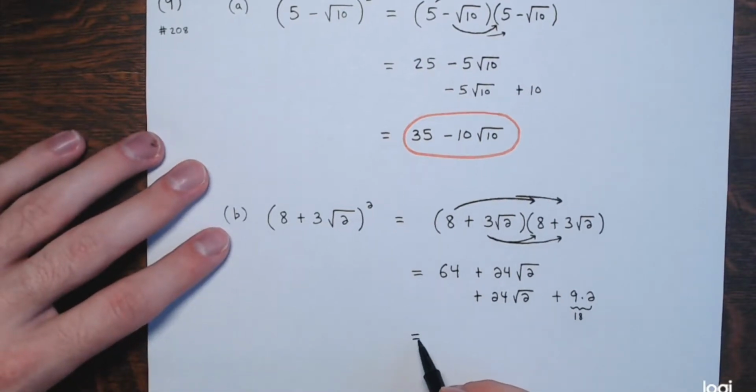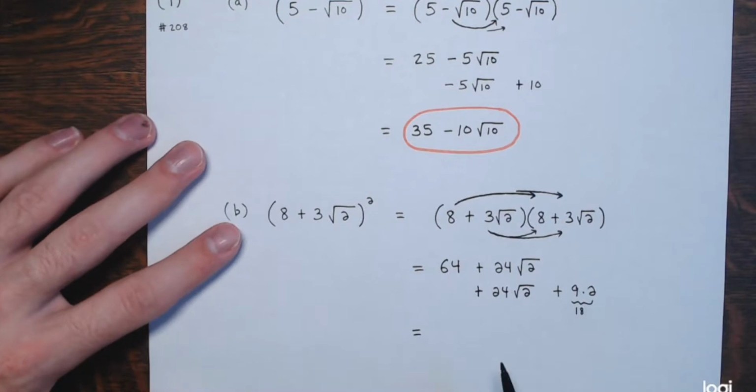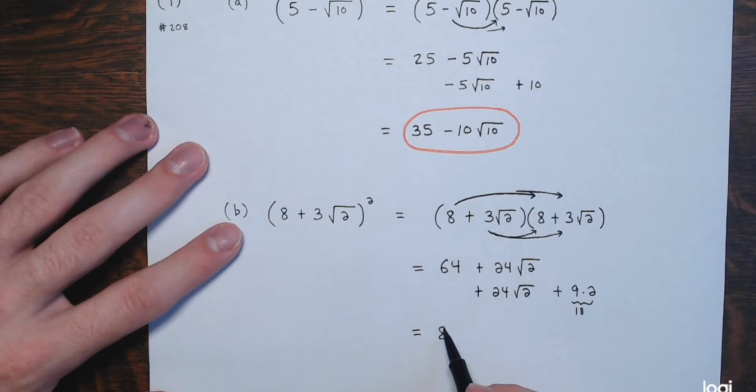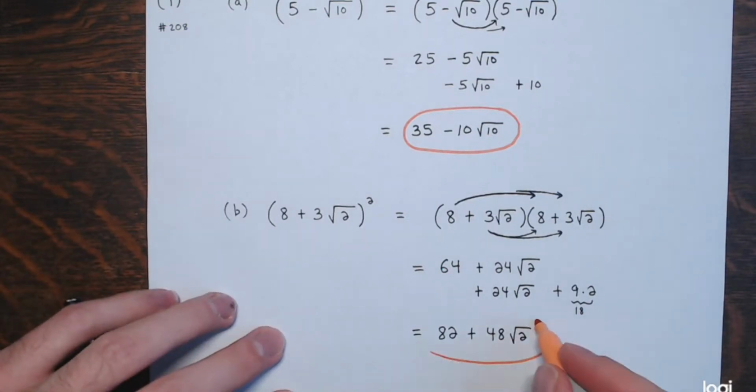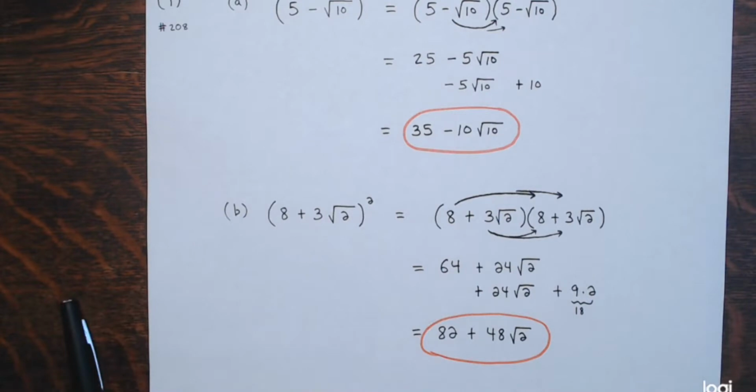Then combining like terms, in terms with like radicals, 64 plus 18 would be 82. And then the two like radical terms would be 48 square roots of 2. Right. And there you go. 82 plus 48 times the square root of 2. Fantastic. Okay, next question.